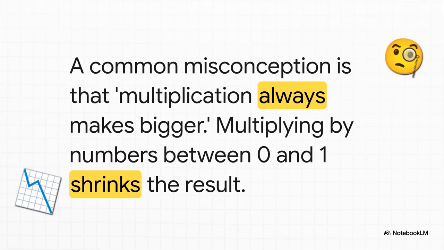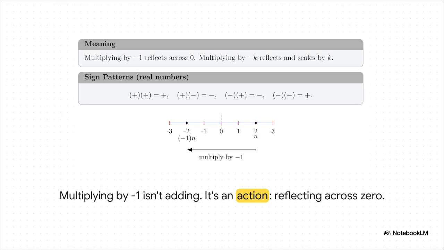It's just not true. As we just saw, if you multiply by a number between 0 and 1, the result actually gets smaller. You know what else breaks the repeated addition idea? Negative numbers. You can't have a negative number of groups. But if you think of multiplication as an action, it makes perfect sense. Multiplying by -1 isn't about adding. It's an instruction. Take this number and flip it over the 0 on the number line. You're changing its direction entirely.